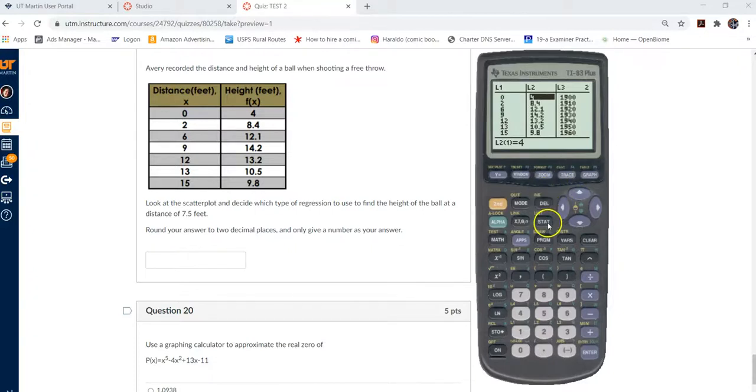Okay. So now what I want to do is go to second y equals, enter, turn the plots on, choose scatter plot, and list 1 and list 2 are our default, so I'm going to do zoom 9. Okay, that to me looks like it wants to be a parabola. So that means it wants to be quadratic. So I'm going to do quadratic regression.